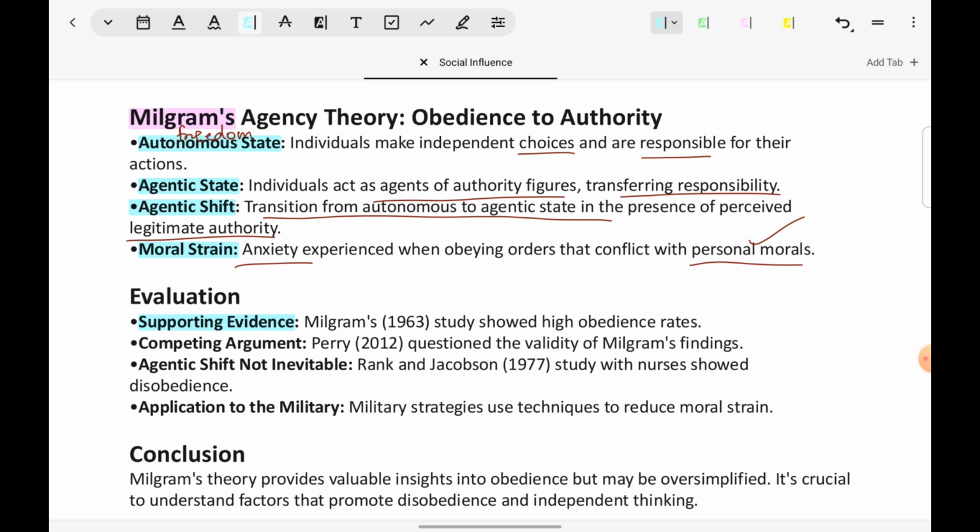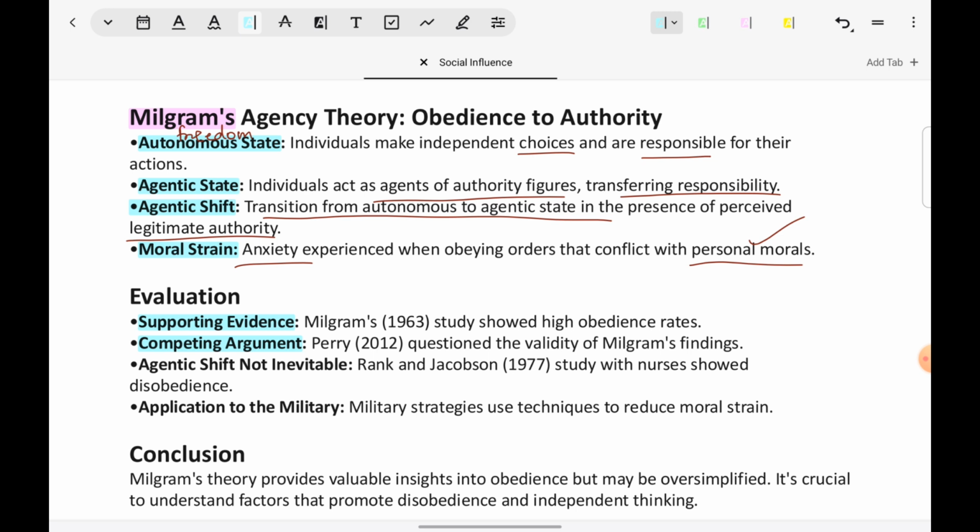It's just for your understanding. Now there is a weakness also of this theory. There is a competing argument. There was a study by Perry which questioned the validity of Milgram's findings. Again, this is something that I'll have to keep on hold till we come to Milgram's study, and then I'll explain why Perry has objected to the way that study was conducted. Okay, so just keep in mind when we look at Milgram studies that those points will be applicable here for an evaluation.